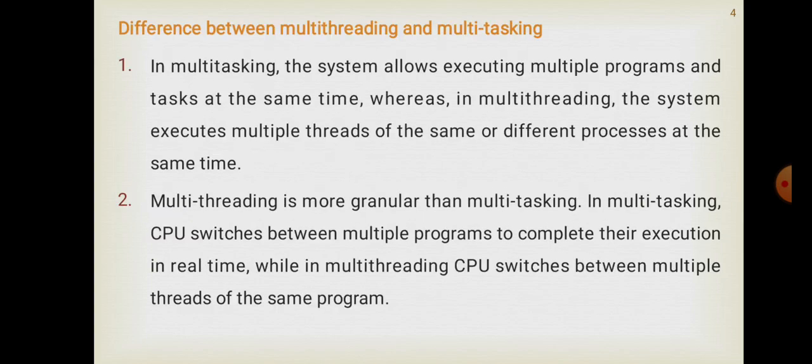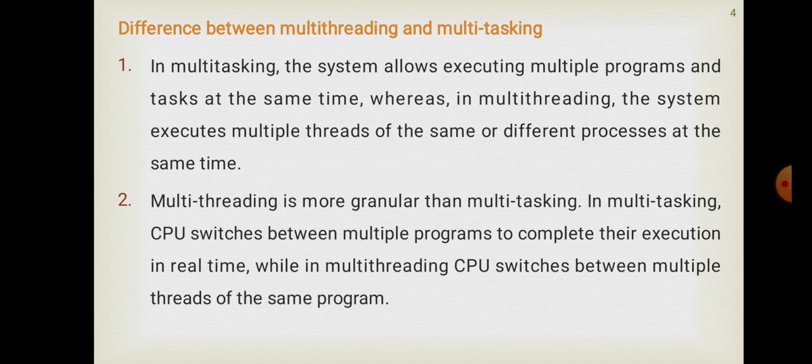There is a difference between multi-threading and multitasking. In multitasking, the system allows you to execute multiple programs and tasks at the same time. Whereas in multi-threading, the system executes multiple threads at the same time. So there is a major difference. In multitasking we execute multiple programs at a time; here we execute multiple threads at a time.